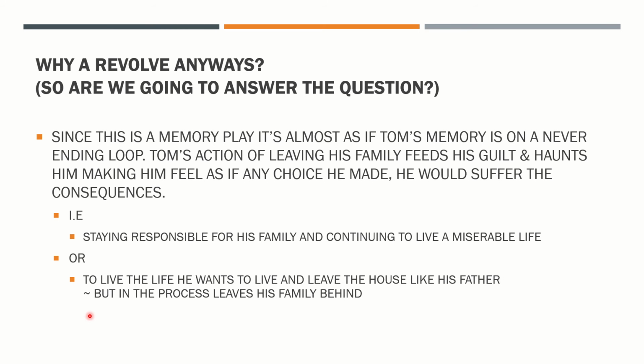So since this is a memory play, it's almost as if Tom's memory is on a never-ending loop. Tom's action of leaving his family feeds his guilt and haunts him, making him feel as if any choice he made, he would suffer the consequences. For example, staying responsible for his family and continuing to live a miserable life, or to live the life he wants to live and leave the house like his father. But in the process, he does leave his family behind. Evidently, he chose the second one, to leave the house and to leave his family behind.